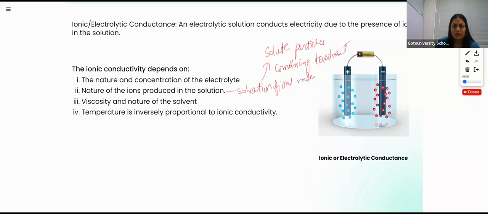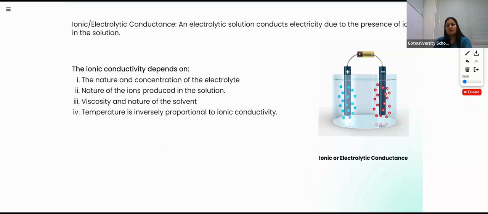Two solvent molecules. So this also decreases the conductivity. When the solute particles start combining with the solvent molecules rather than moving in the other direction to show electrolytic conductance, it also lowers the rate of conductance. Then we discussed how ionic conductivity depends on a third factor, that is viscosity and the nature of the solvent. If the solvent is viscous, or the solution we are using is thick, then it will also decrease the rate of conductivity.